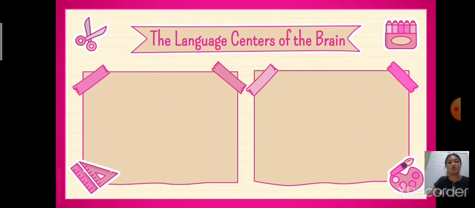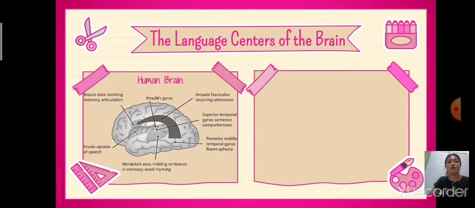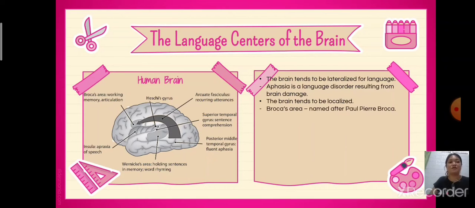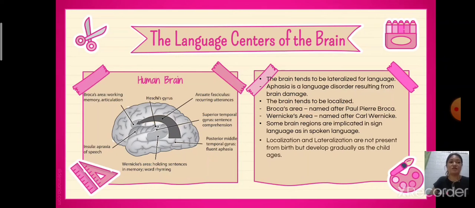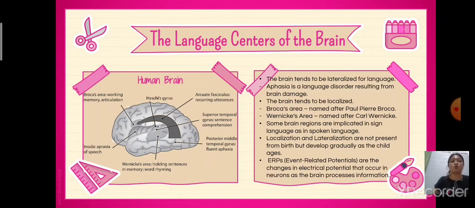Next, we have the language centers of the brain. We have here the human brain. The brain tends to be lateralized for language and localized for language. So for example, we have aphasia. Aphasia is a language disorder resulting from brain damage. It is a disorder where, whenever there is a trauma, or let's say an accident, that causes damage to the brain, they may have aphasia, or abnormalities in their language.